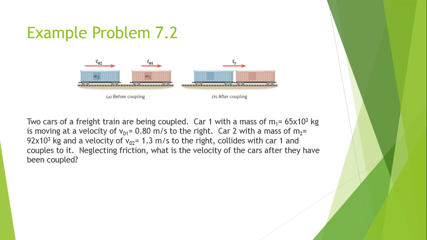So this is neglecting friction during the collision. What is the velocity of the cars after they've been coupled? Now it's worth pointing out the only two other external forces that are acting on M1 and M2 in this case are weight and normal force, which cancel each other out.